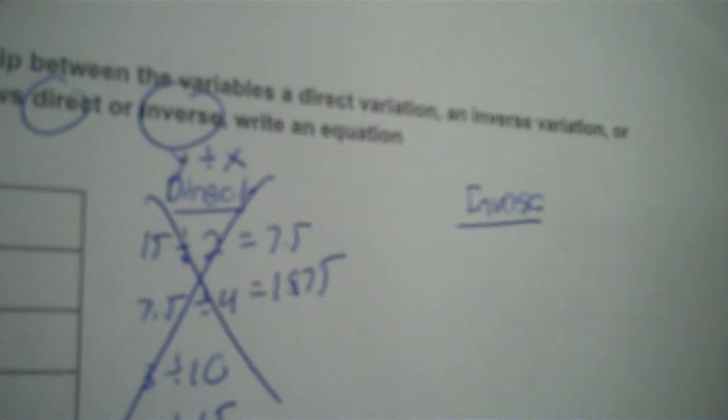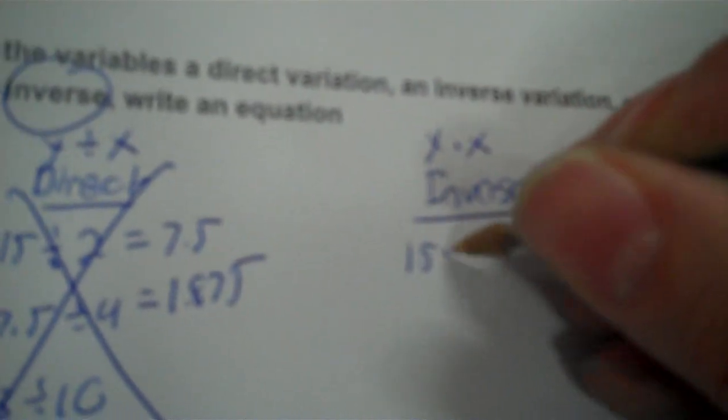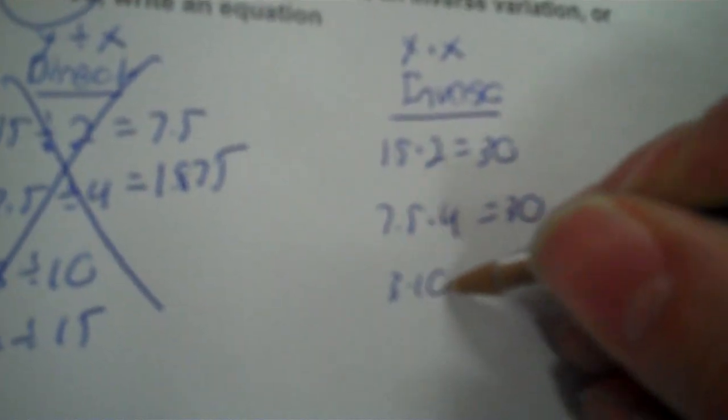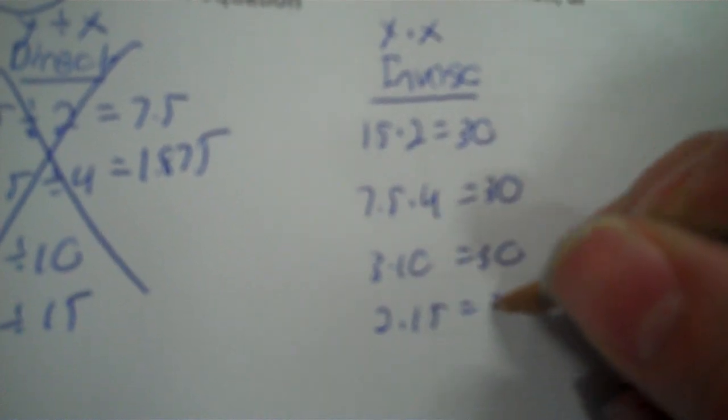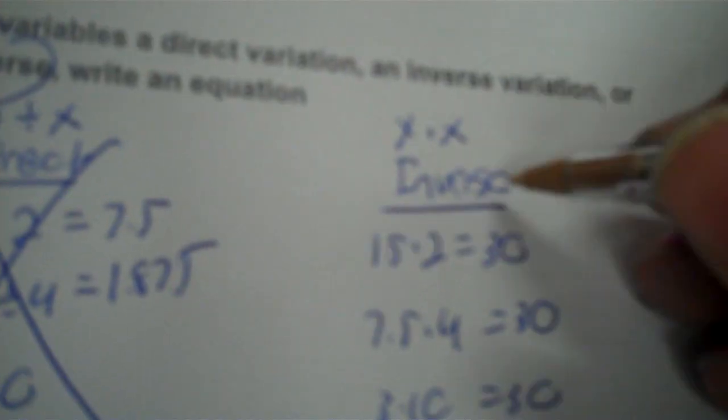To see if it's inverse, you're going to multiply your y times x. So 15 times 2 is 30. Then 7.5 times 4 is 30. 3 times 10 is 30. And 2 times 15 is 30. So you got a constant product. This means that k equals whatever you got every time, 30. Then it's inverse.